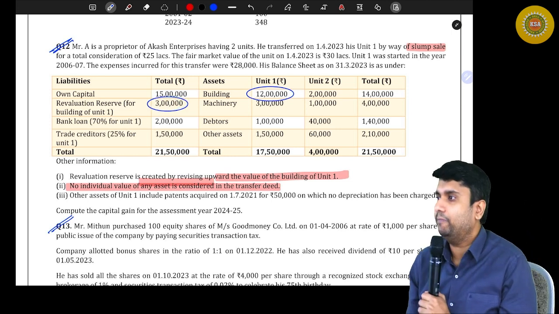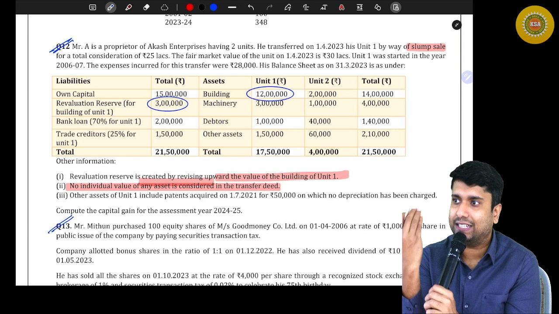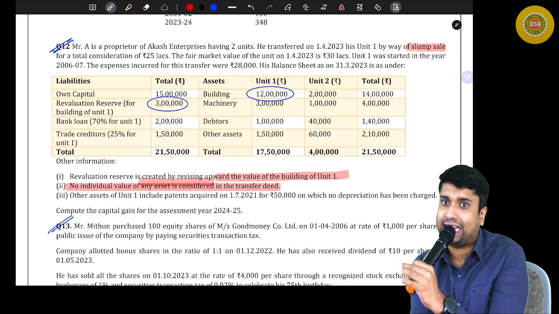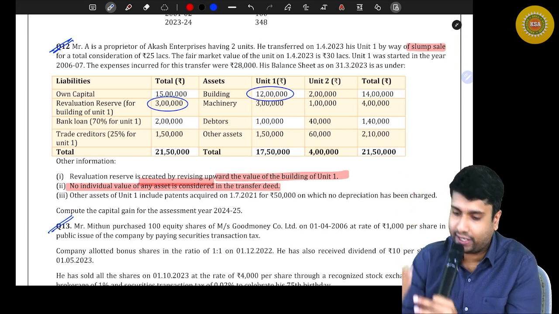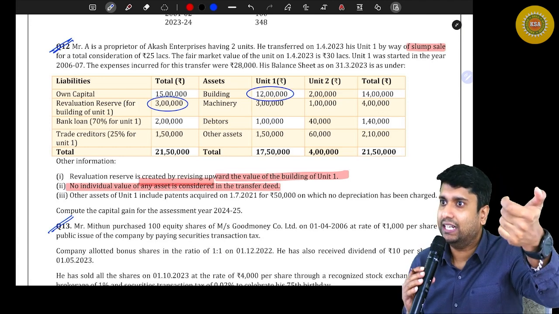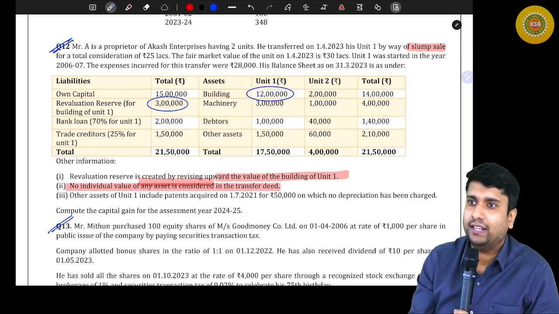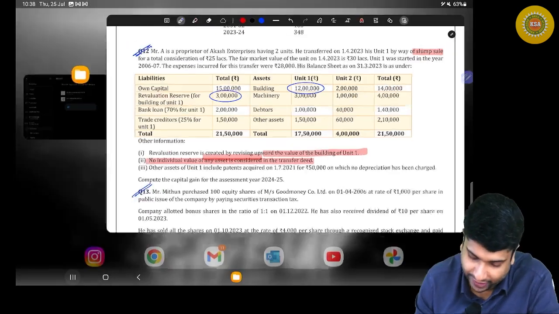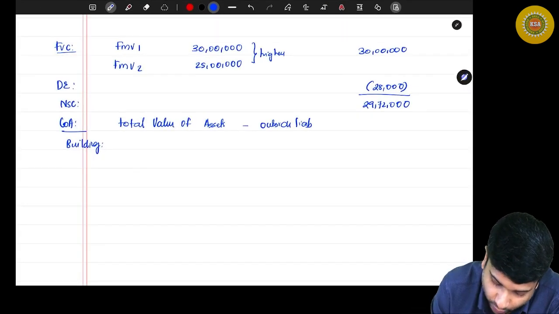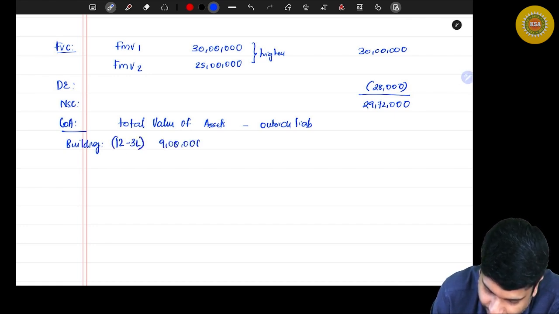Are you with me? Because they are mentioning that the revaluation reserve is created by revising upward the value of building. So the building's value in the balance sheet is 12, that is after the revaluation. So what to do? Remove that. So 12 minus 3 will be 9 lakh only. You should take only 12 minus 3 lakh, the rest, 9 lakh, as the value of building.